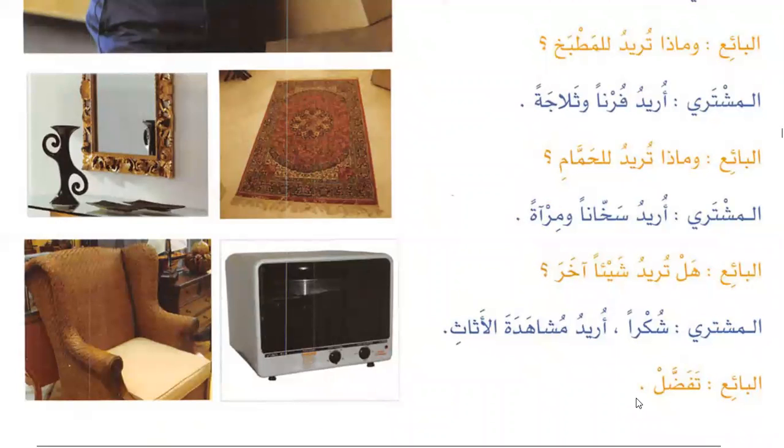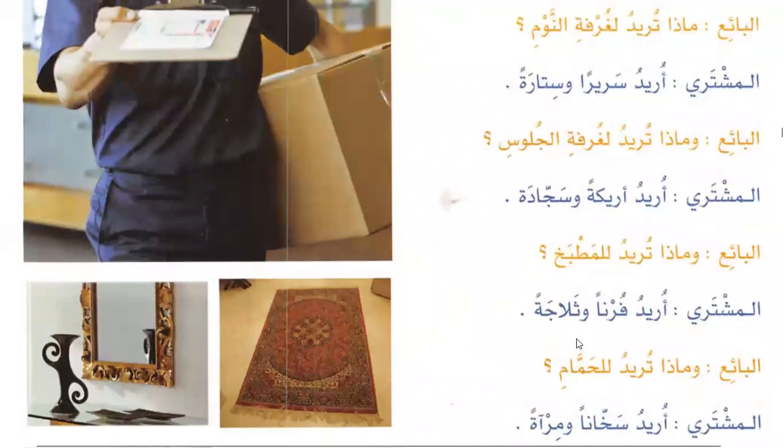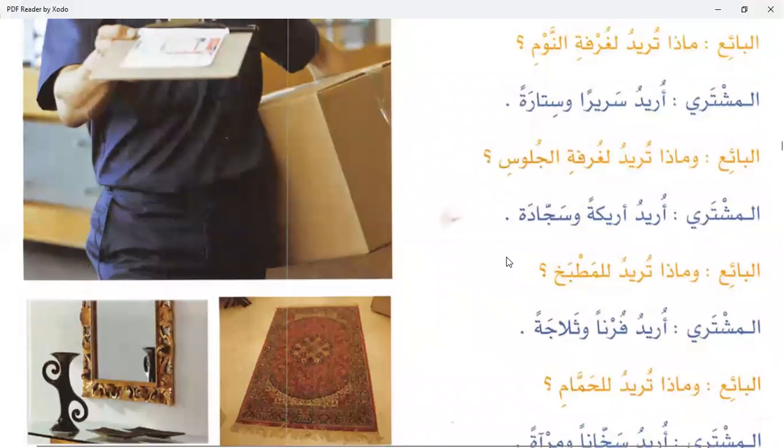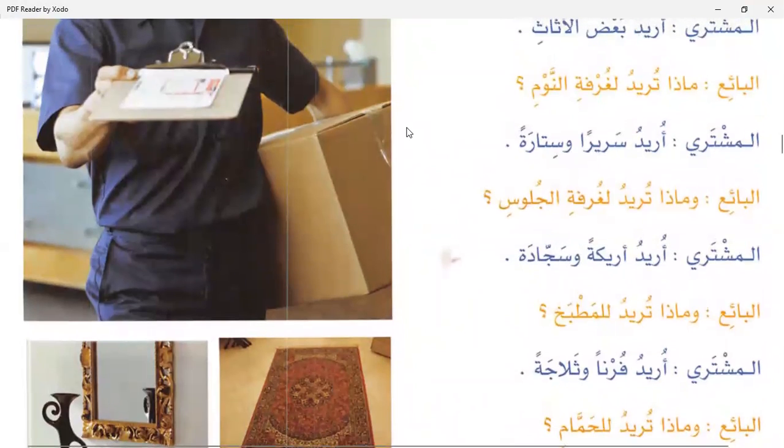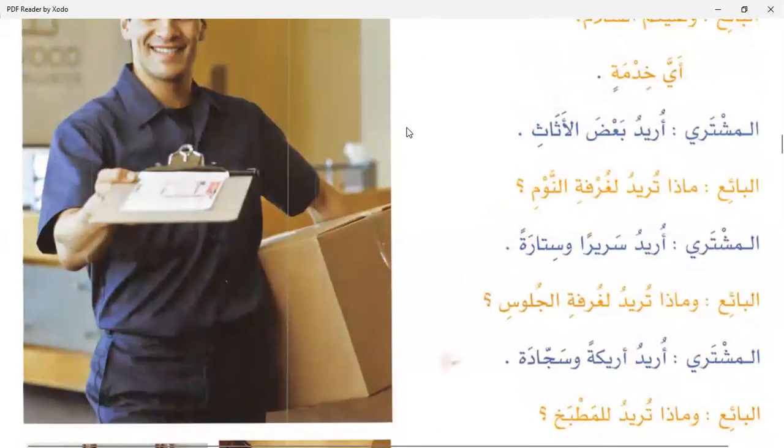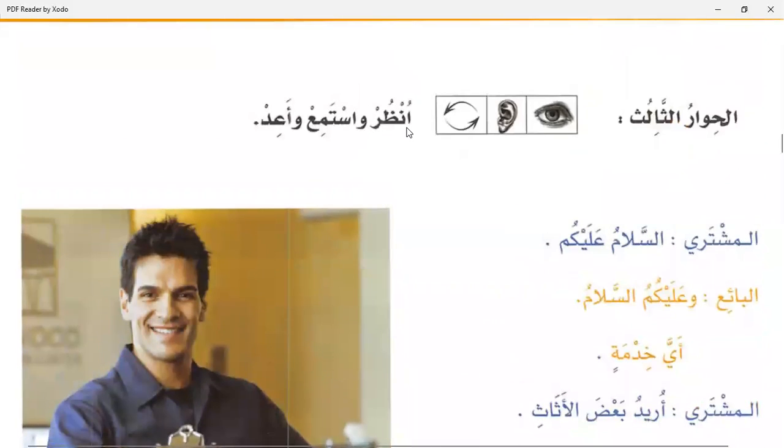Al-bai: Tafaddal, yes, please. Now, if any sister has any questions, she can ask me now. Miss Amina, you can ask if you have any question or anyone else. What is al-hiwar? Al-hiwar means dialogue. As-salis means third. Al-hiwar us-salis, third dialogue. Okay, thank you.